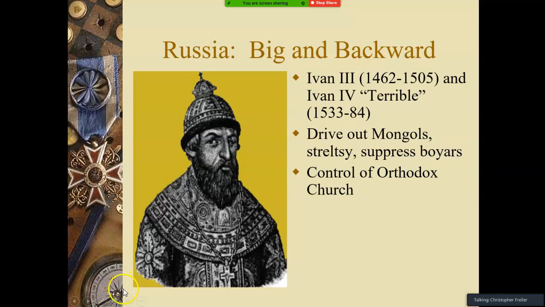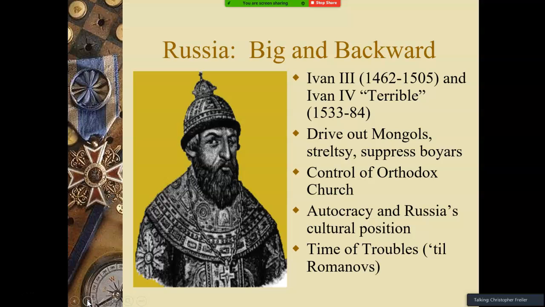So these two rulers established a greater control of the Orthodox Church, which is the main religion in Russia. Russia, as I said before, was just way behind. So if you were a Westerner who visited Russia, you would have felt like you had walked behind a veil into an entirely different culture and society. It was way different in terms of how people dressed, how they acted. It just didn't seem very modern.